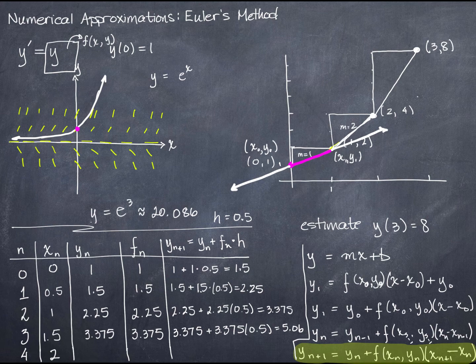So my now new y value is 5.0625, and so is my slope, 5.0625. And so my next y value will be 5.0625 plus 5.0625 times 0.5. And that is 7.59375. Okay, so we now have an approximation for when x equals 2, y is about 7.59.